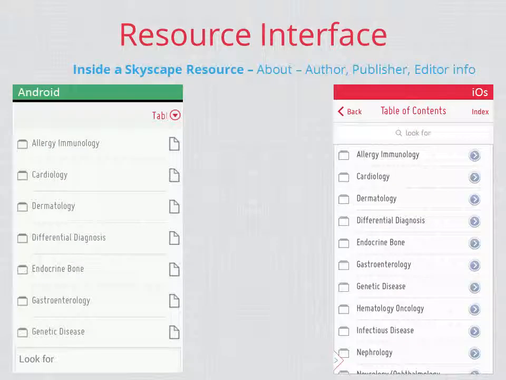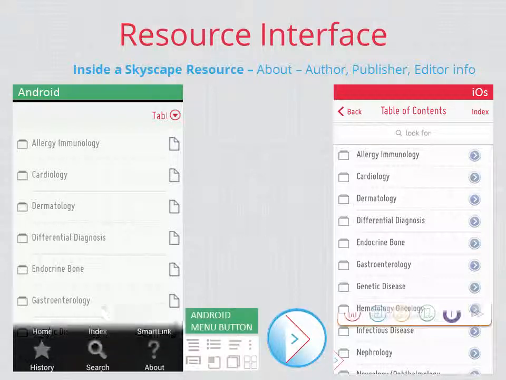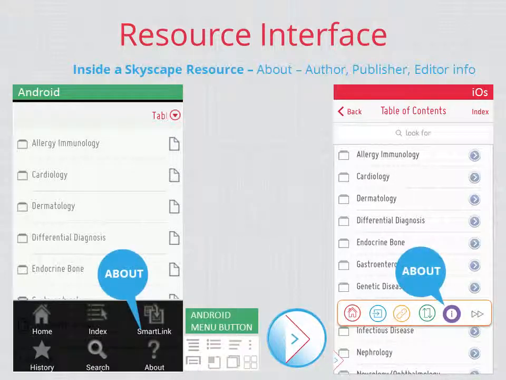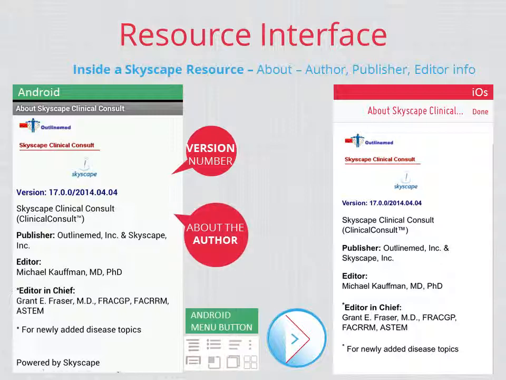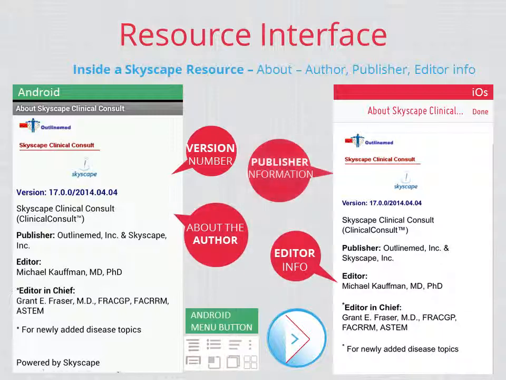Finally, the About and More button provides access to view information about the resource you are viewing. Here you can see the author, editor, and publisher information of your resource. You can also find this information on the skyscape.com website.